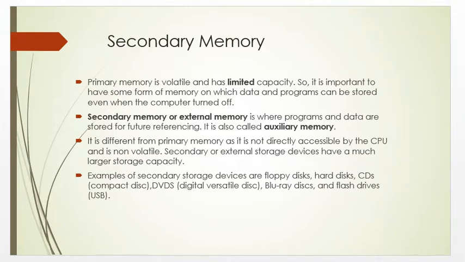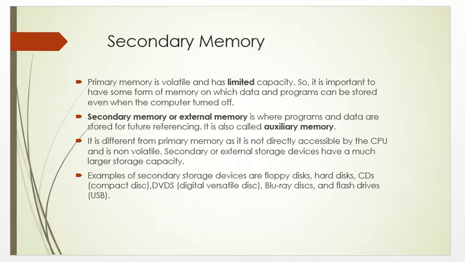Secondary memory. Primary memory is volatile and has limited capacity, so it is important to have some form of memory on which data and program can be stored even when the computer is turned off. We have read that concept in our previous lesson, in which we came to know that in the volatile memory the data was erased as soon as the computer is switched off because it doesn't retain the contents. So for this we have secondary memory.